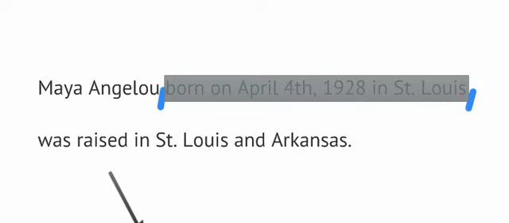Here's where you should have put the comma. Right after "Angelou," and another one again after "St. Louis." "Maya Angelou, born on April 4th, 1928 in St. Louis, was raised in St. Louis and Arkansas." So let's put it through the reverse test.